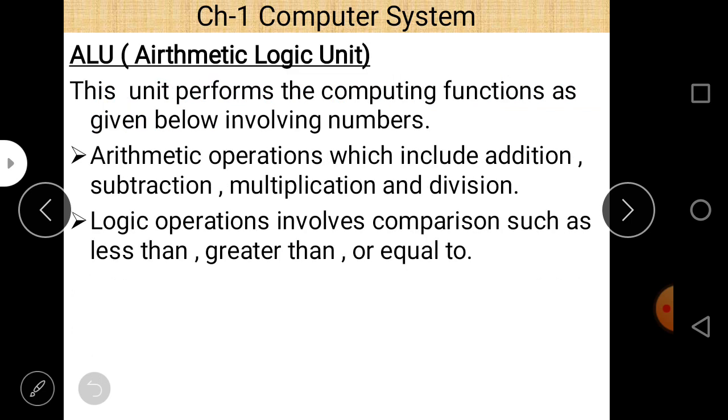Next is the arithmetic and logical unit. Arithmetic and logical operators basically perform arithmetic and logical operations in computer systems. Arithmetic operations include addition, subtraction, multiplication, and division, and logical operations involve comparisons such as less than, greater than, less than or equal to, or greater than or equal to. So these are all the arithmetic and logical operators. All the arithmetic and logical calculation is done by the arithmetic and logical unit, and sometimes it is also called ALU, which means arithmetic and logical unit.